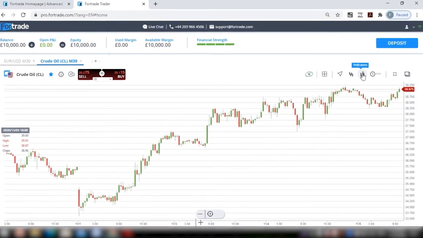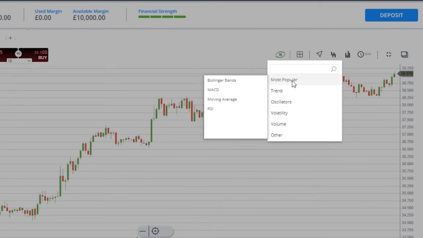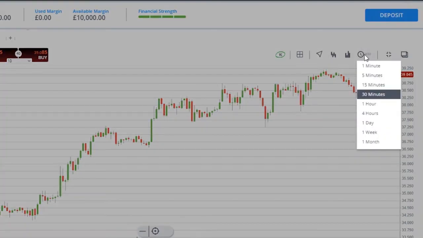Select the Indicators option here and move the mouse over the most popular, which gives you the opportunity to insert certain indicators to the chart, like Bollinger Bands, MACD or RSI, etc. The time interval option, represented by a clock icon, allows you to change the time frame of the chart to multiple options, including 1 minute, 30 minutes, 1 hour, day, 1 week or month, and is very important.